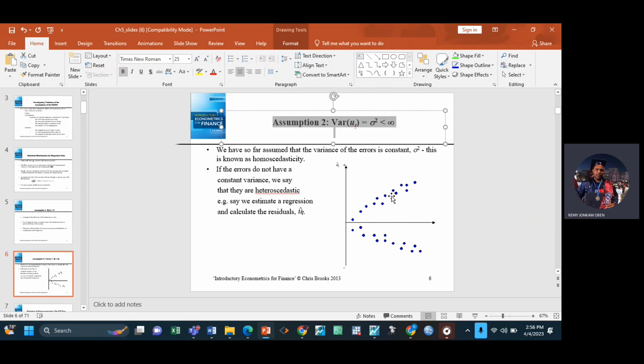By the way, in this graph the data points are residuals. Let's say you calculate the residuals and you plot them on a graph. From this graph, is the variance constant? What do you think? The variance is constant? I'm not sure. I'm confused. Who is sure?